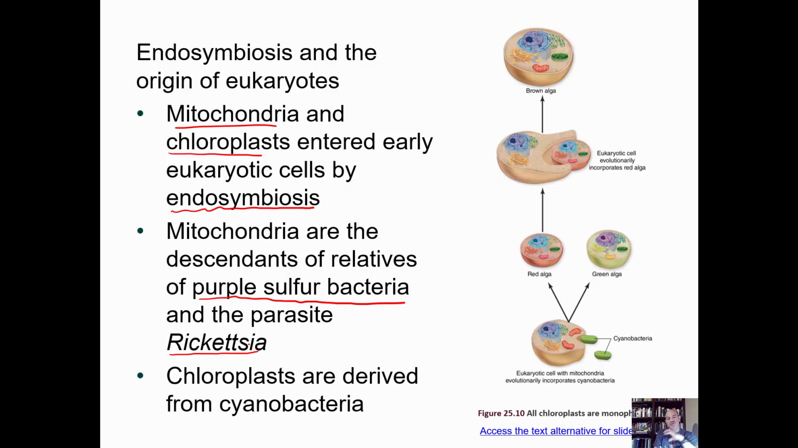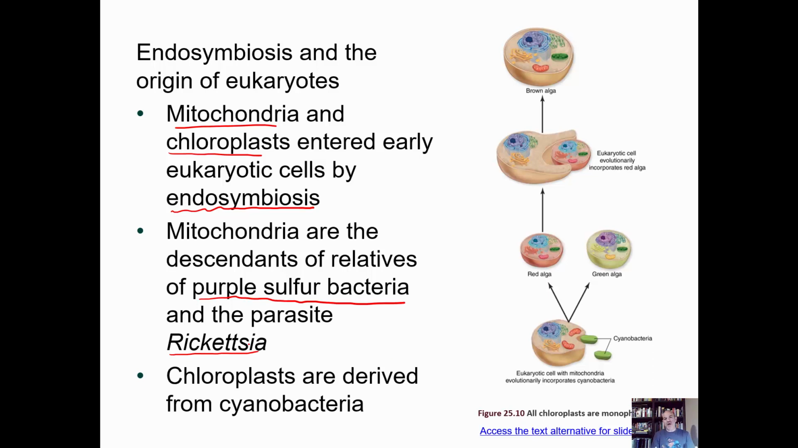So you can imagine a situation where a cell takes in an aerobic bacterium, and then instead of digesting it down, starts to live together with it. Over time the bacterium can no longer live on its own, and the two have developed a dependent relationship on each other. In that case, that would be primary endosymbiosis.